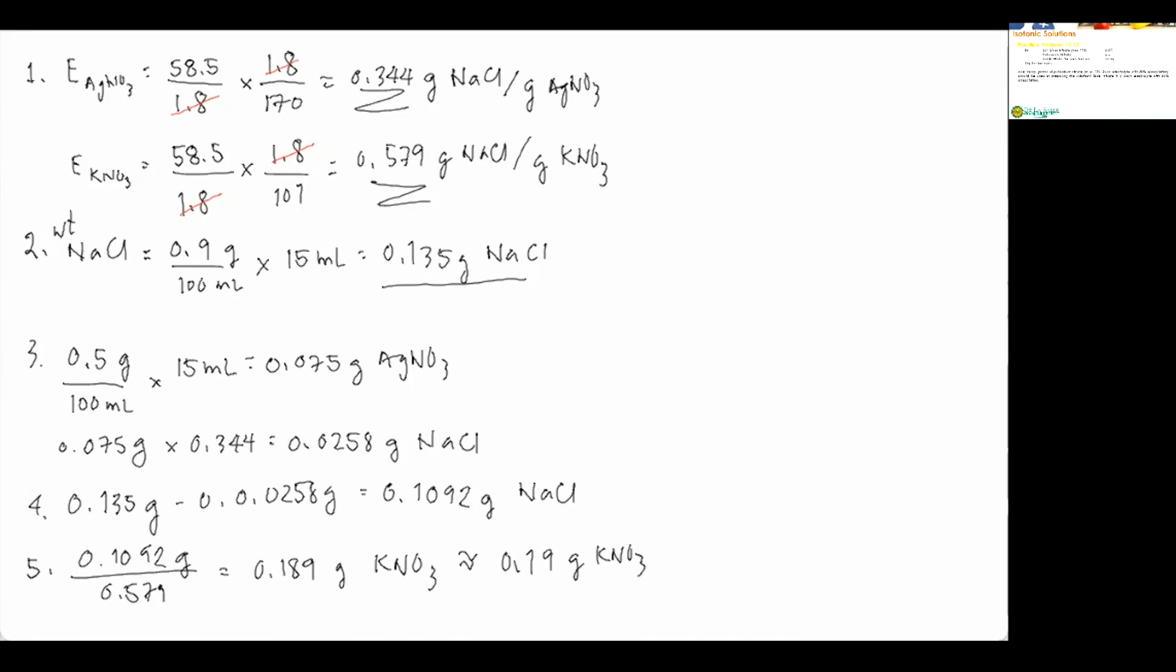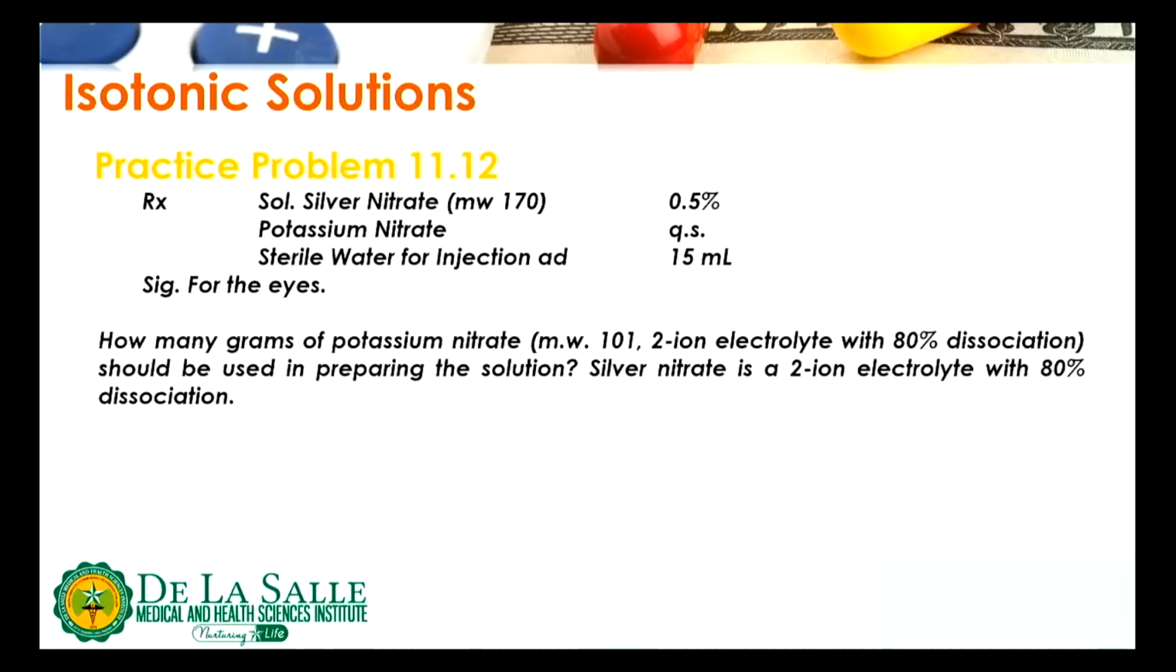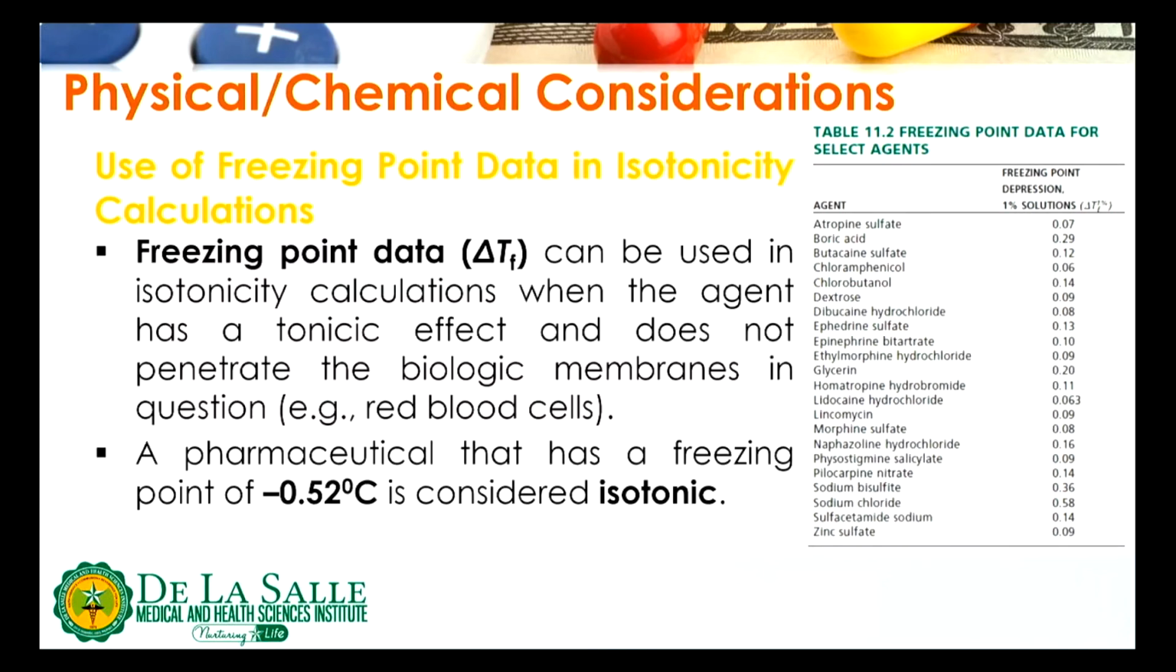That is how we make use of the sodium chloride equivalents in order for us to determine the amount of sodium chloride that will make a solution isotonic in pharmaceutical preparations. Aside from the sodium chloride equivalent, we can also make use of the freezing point data in determining the tonicity of the solutions. Freezing point data, or the freezing point depression data, can be used in isotonicity calculations when the agent has a tonic effect and does not penetrate the biologic membranes in question, for example, the red blood cells. Remember, once again, that a pharmaceutical that has a freezing point of negative 0.52 degrees Celsius is considered isotonic.